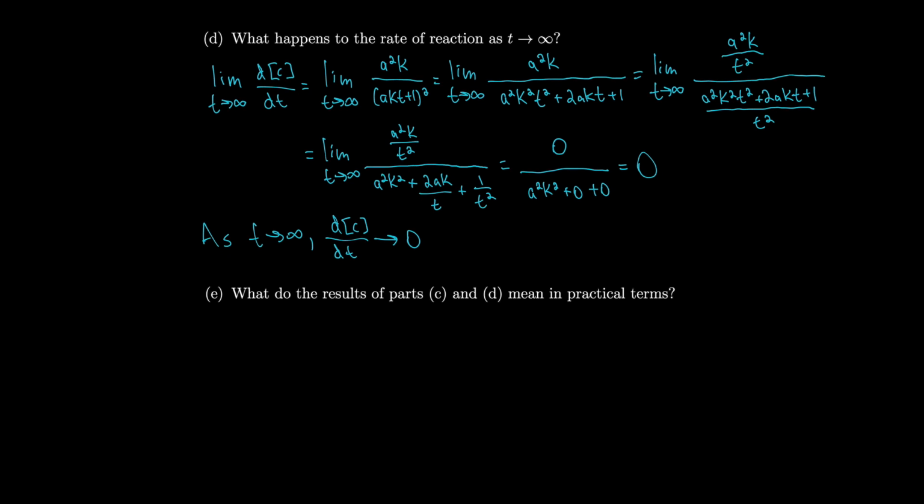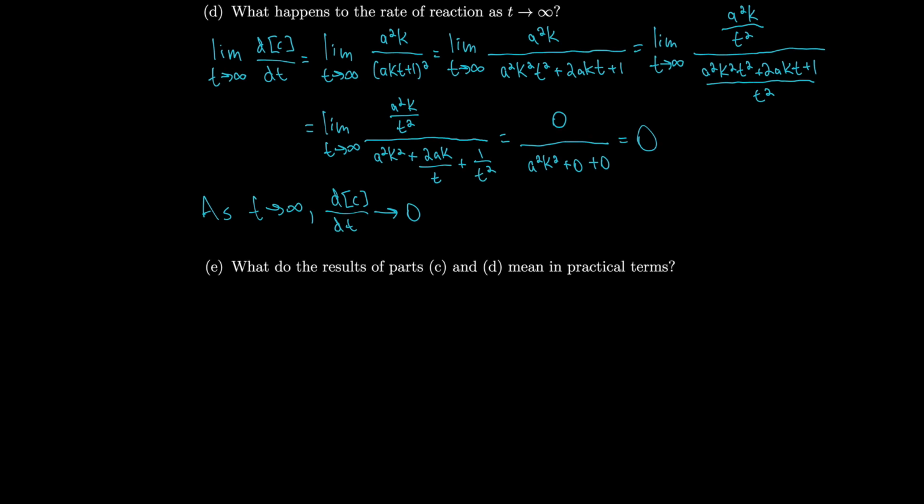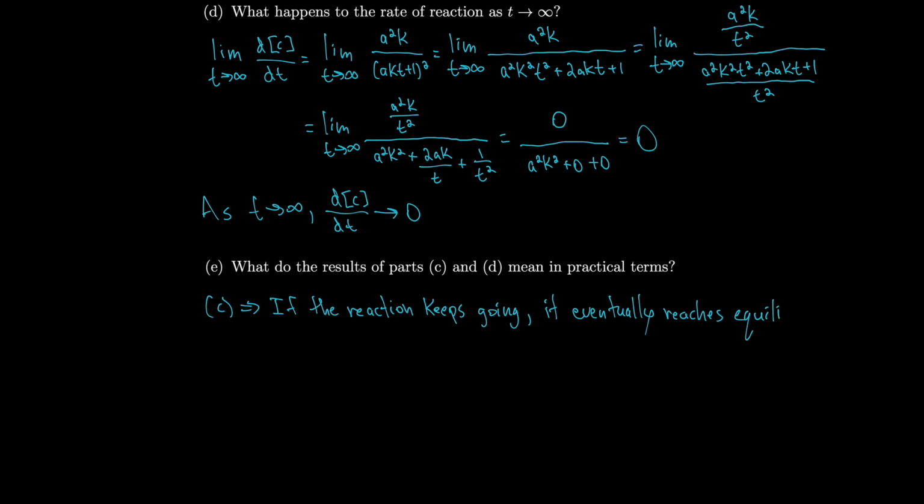So what do the results of parts C and D mean in practical terms? Well, in practical terms, C tells us that if the reaction keeps going basically indefinitely, then it eventually reaches equilibrium, because that's when the concentration of the products equals the concentration of the reactants.